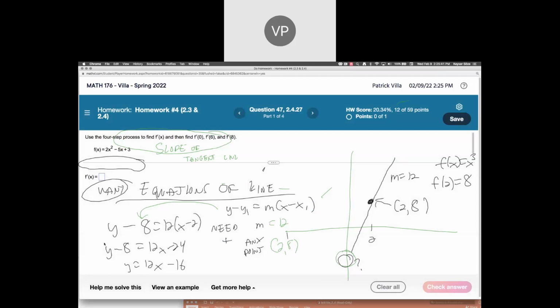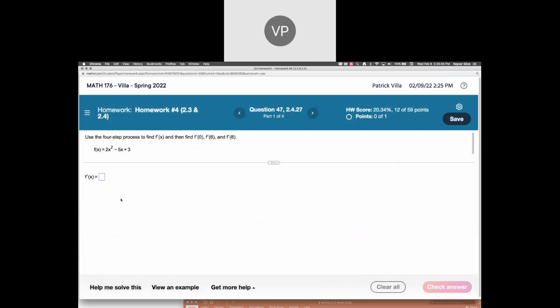Okay, so number 47. We're going to have multiple parts, but this is good. We can do this. Okay, use the four-step process to find f prime of x. And remember, f prime of x is the derivative. Okay, so they want the 4 steps. And it looks like they just want the final answer. Oh, okay. Find the derivative, that's what's going here. Then find f prime of 0, f prime of 6, f prime of 8. So I'll show you how we do that first.